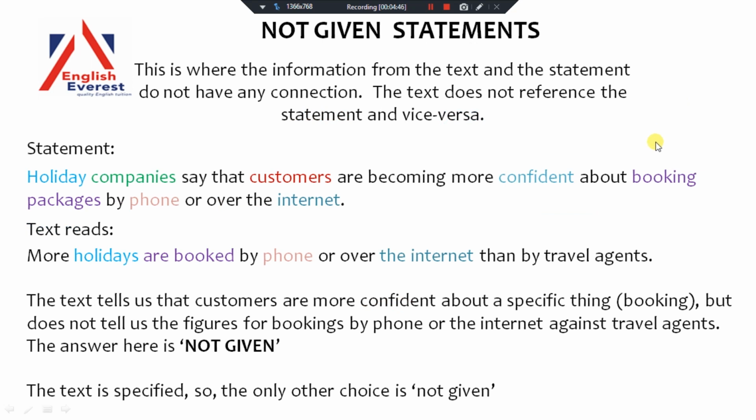Not given statements. Holiday companies say that customers are becoming more confident about booking packages by phone or over the internet. The text reads: more holidays are booked by phone or over the internet than by travel agents. Well, the second sentence is a statistical sentence. It would give you numbers. For example, 60% of people book by phone, 40% go to travel agents. That's a statistical sentence. The first sentence is nothing to do with that.